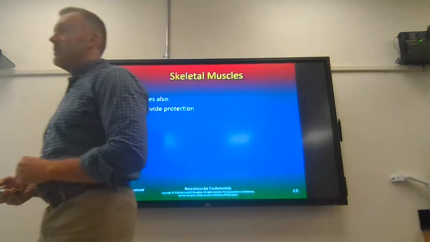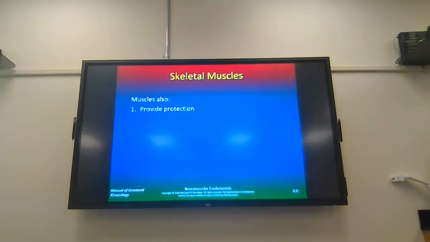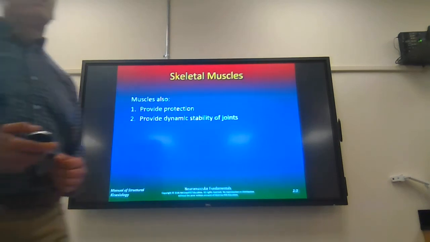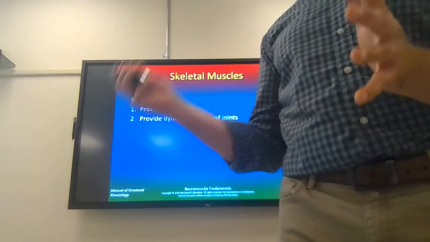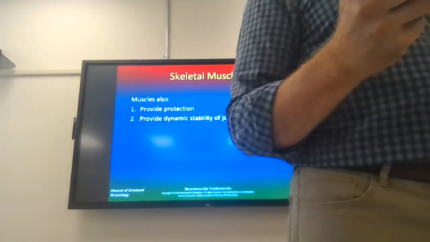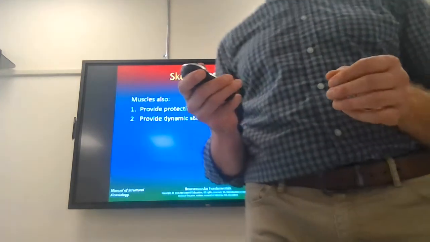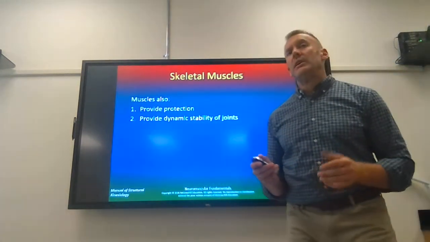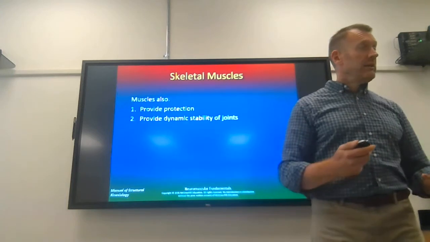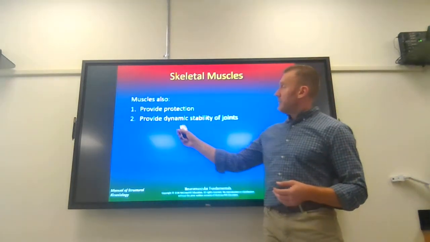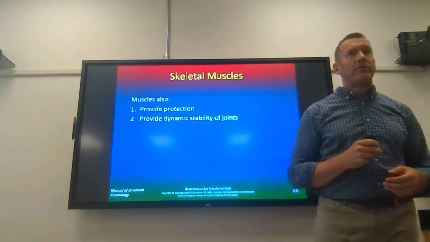Okay, functions of skeletal muscle: provides protection. So protecting our vital organs, provides some additional padding to the body. Dynamic stability of joints. So we have dynamic. What's the opposite of dynamic? Static. So muscles provide stability to joints that aren't moving, but muscles also provide stability to joints as they move.